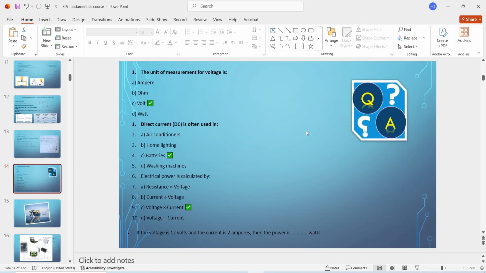Now we have Q&A. The first question: the unit of measurement for voltage is amps, ohms, volt, or watt? The correct answer is volt. So for voltage, we use the volt as the measurement unit. Question number 2: direct current, or DC, is often used in air conditioners, home lighting, batteries, or washing machines? We said before that we use DC with batteries, and we use it with electronic devices like cell phones, laptops, and so on.